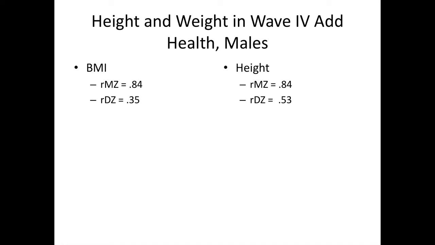is an indication of a shared family environmental effect on height, which I'm not sure exactly what that means. But in any event, it fits the twin model. It's mostly genetic, and there's some environmental effects left over. BMI does something it's not supposed to do. Identical twins are as correlated for BMI as they are for height.